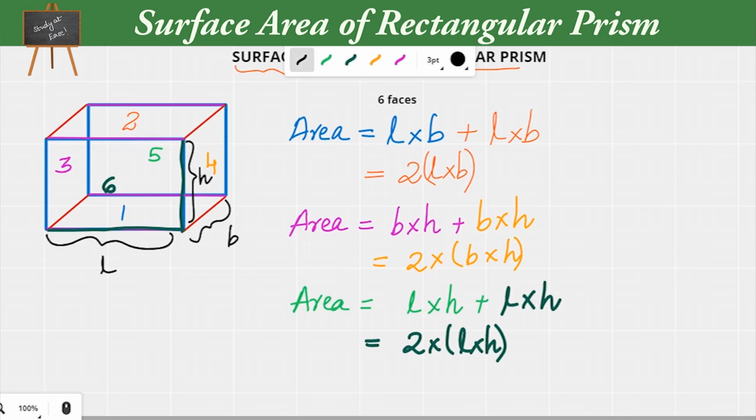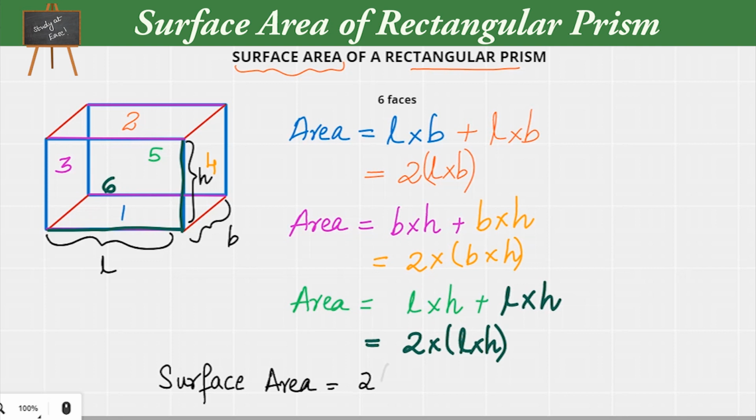Now let us summarize. We write that surface area is equal to all the areas together: 2 times LB plus 2 times BH plus 2 times LH. So the surface area of a rectangular prism is given by this formula. I hope the topic is clear.